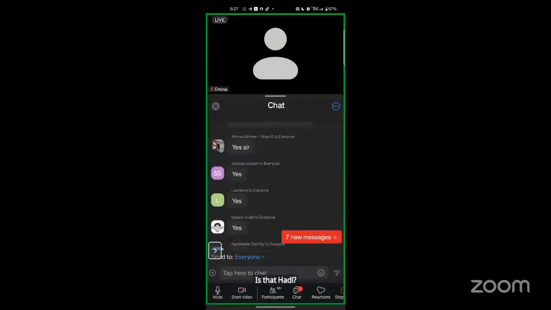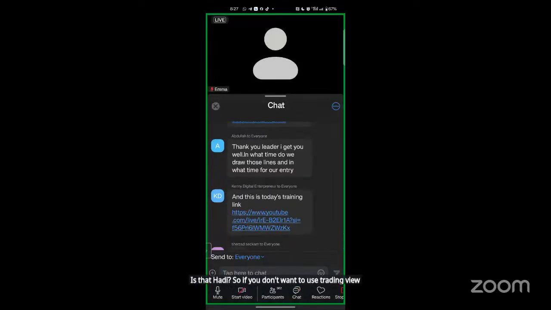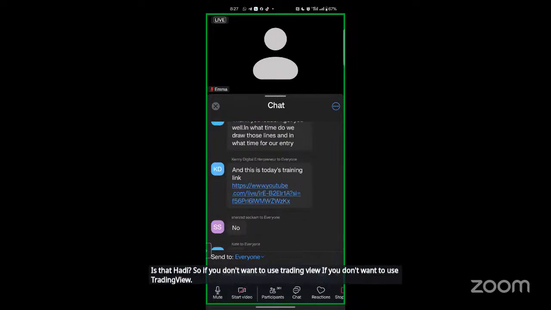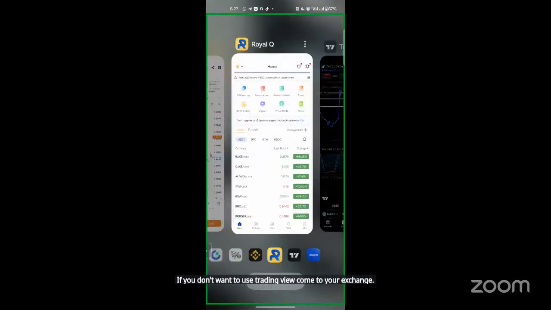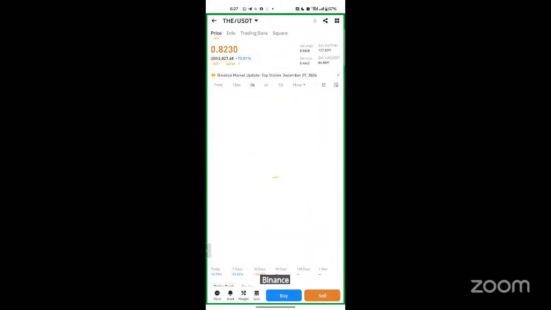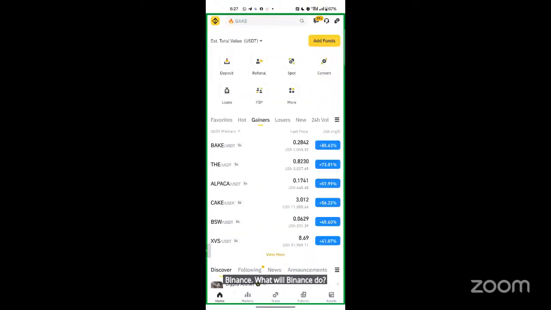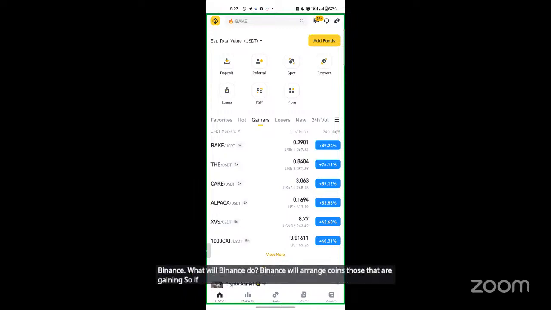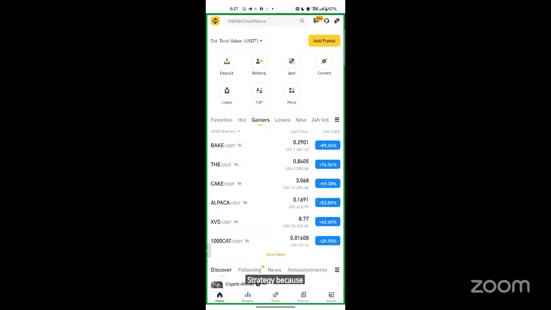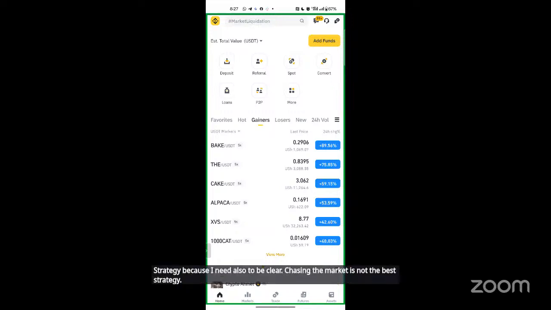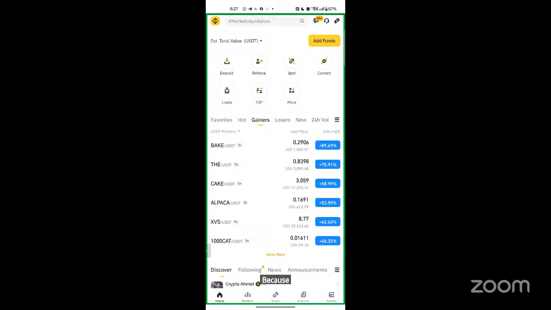So if you don't want to use TradingView, come to your exchange, Binance. What will Binance do? Binance will arrange coins, those that are gaining. Chasing the market is not the best strategy, because I need also to be clear. Chasing the market is not the best strategy because the market can change.